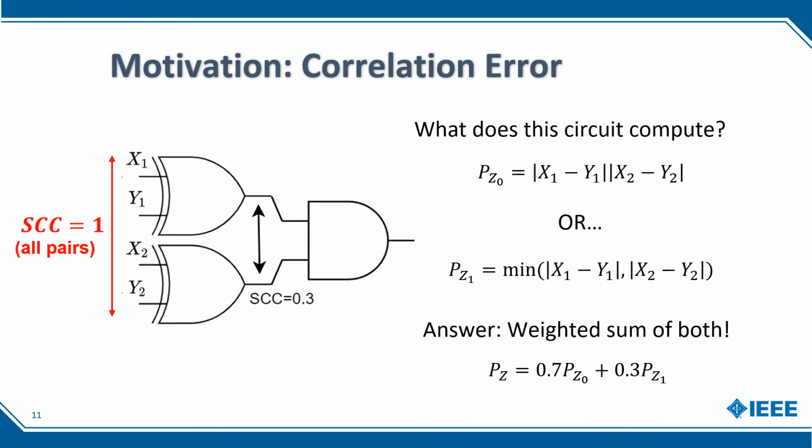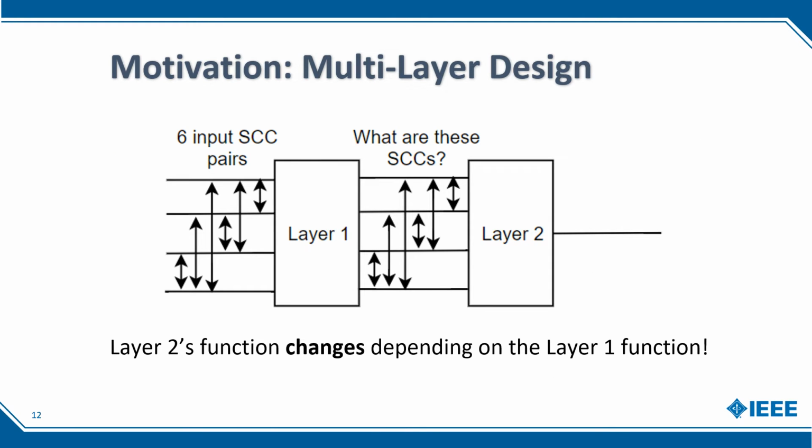In practice, such partial correlation is rarely desirable, and usually leads to correlation error, which is the difference between the circuit behavior under the ideal correlation and the actual circuit behavior. Correlation degradation and its resulting correlation error poses a major design problem for designers of large multi-layer stochastic circuits because it complicates hierarchical design abstraction.